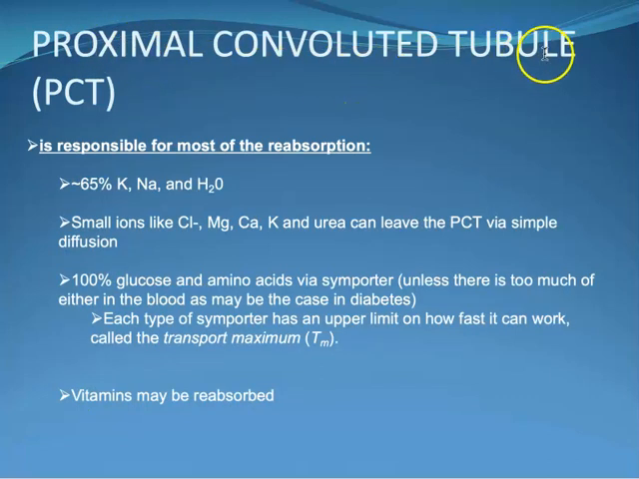All right, so first, the proximal convoluted tubule, and we'll go in order of these tubules. The vast majority of reabsorption is going to occur in the proximal convoluted tubule. So most of the water, sodium, and potassium is being reabsorbed here, although not all. 65%, while a clear majority, still leaves another 35% that needs to be reabsorbed. It's still quite a bit of water that needs to be reabsorbed later on in the tubule network. Small ions can be reabsorbed, things like chloride ions, magnesium, calcium, potassium.